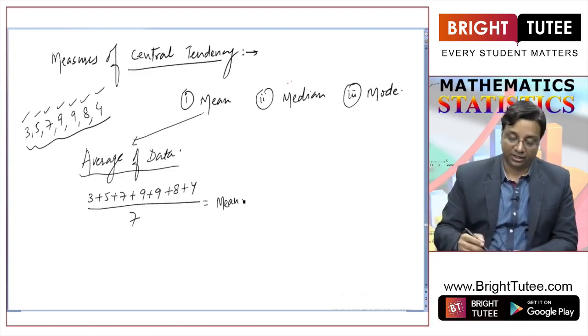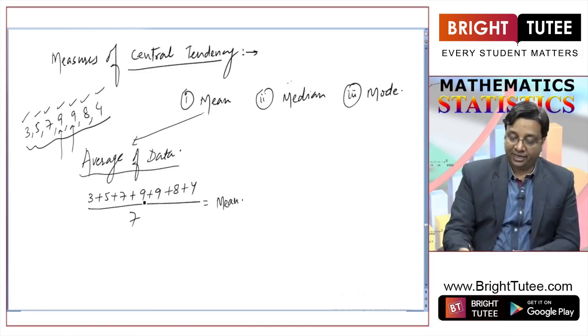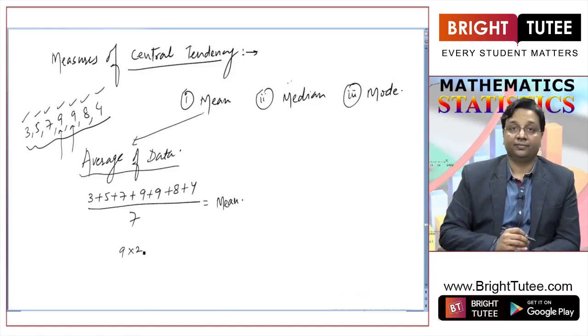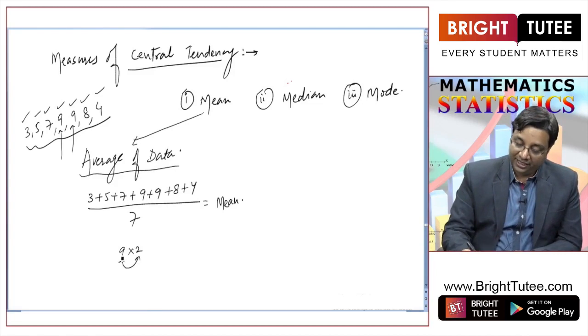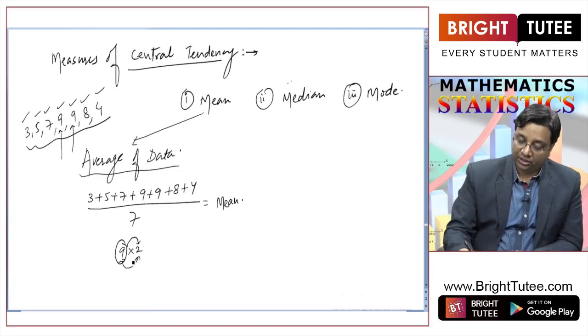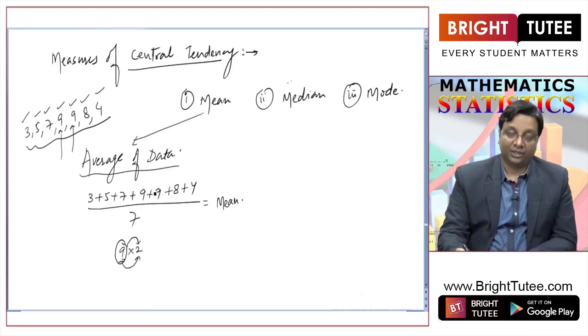Another way of thinking about it is, for example, in this case 9 is getting repeated here. So rather than taking 9 plus 9, I could have taken 9 into 2 here, because 9 is getting repeated 2 times. So I can say that the number 9 has got a frequency of 2. I can represent it by 9 plus 9 or 9 into 2.